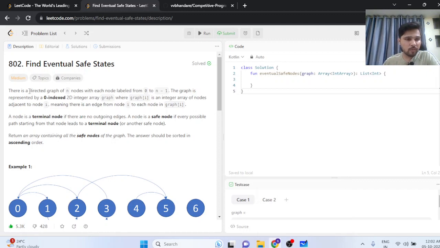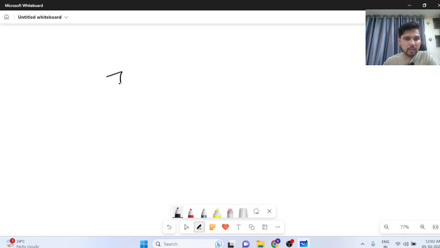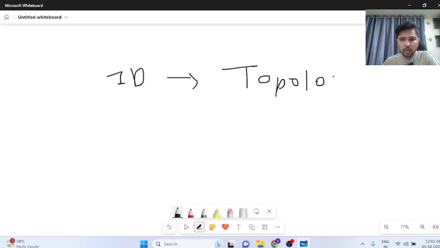So first of all, it is a directed graph, and one thing we can understand here is that somehow we need to play with the in degrees, or you can say out degrees, of the node. Now whenever we talk about the in degrees or the out degrees, it is part of the topological sort. Okay, so topological sort basically works with the degrees. So it can be in degree or out degree.